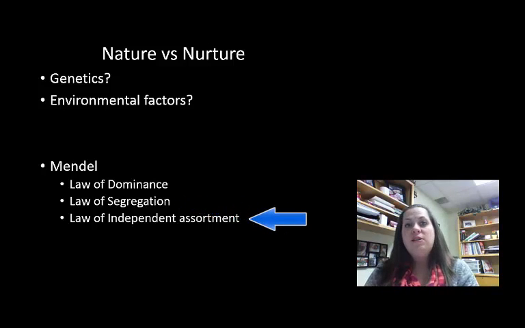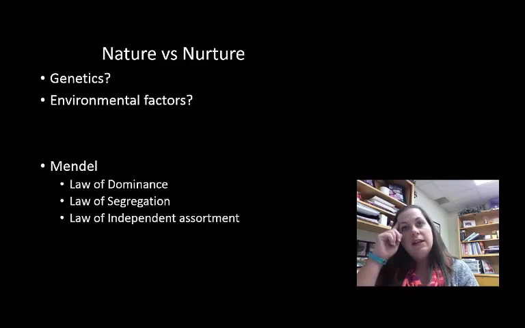Now, the last law deals with the law of independent assortment. This one says that each pair of alleles is going to assort independently from all the other pairs. So when we look at this, chromosome 1 doesn't care what chromosome 5 is doing. Chromosome 5 doesn't care what chromosome 15 is doing. They're going to all line up independently. Okay, and so this allows for it to be random, and it gives us more variability in an organism.